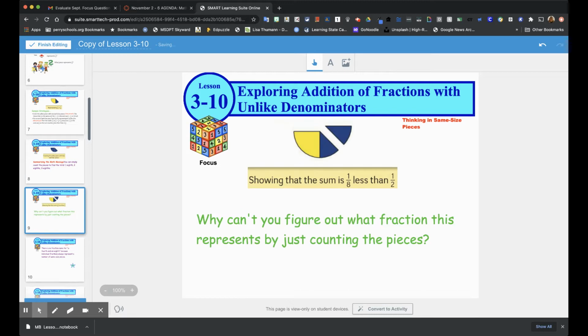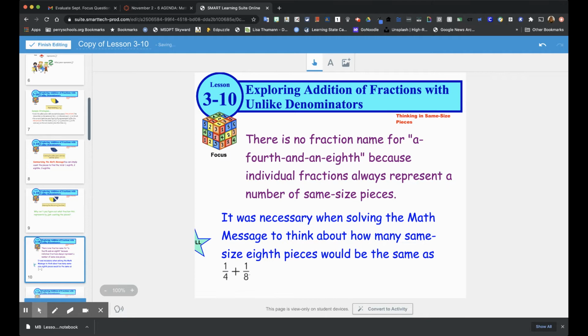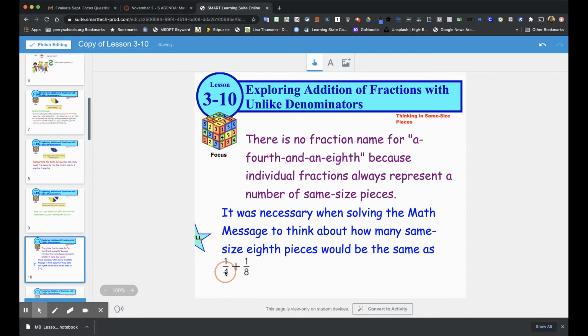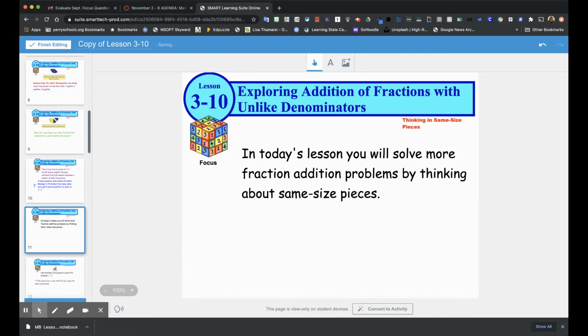So why can't you figure out what fraction this represents by just counting the pieces? Like, why can't we just go 1, 2, 3? There's no fraction name for a 4th and an 8th, right? Because individual fractions always represent a number of that same size piece. It was necessary when we were doing that math message to think about how many same size 8th pieces would be that. So we had to create an equivalent fraction of 1/4 and turn that into a common denominator. We had to find a common denominator. So that's what we're going to be doing today.